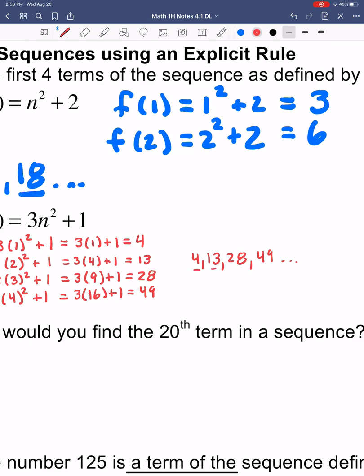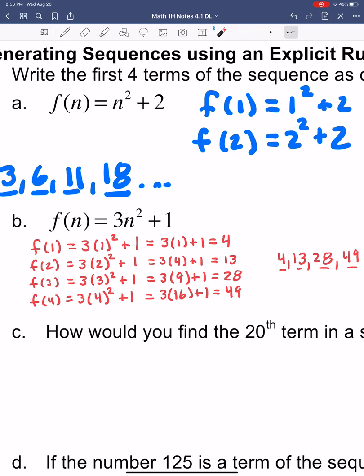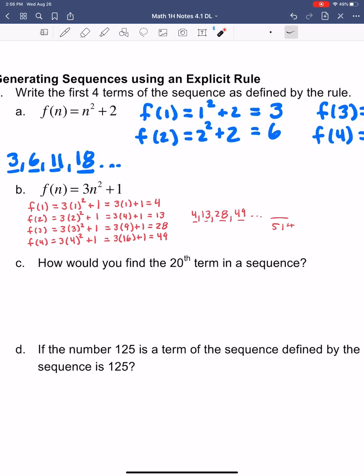Those would be the first 4 terms, right? Remember, if I wanted, let's say the 51st term in this sequence, then I could just plug in 51 for n, and it would give me the 51st term in the sequence. And that's exactly what it's asking here. It says, how would you find the 20th term in the sequence? Well, the answer to that is just plug in 20 for n.